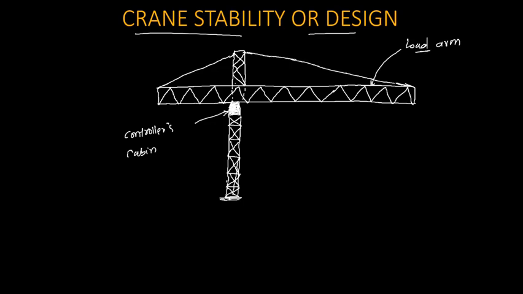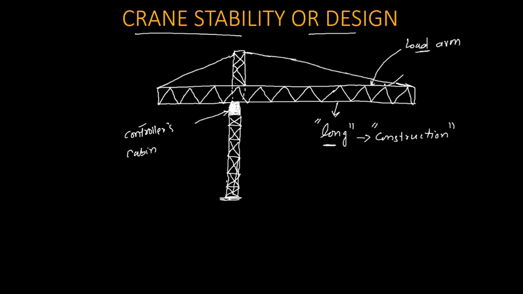Now let's discuss crane stability, or the design of a crane, how cranes are designed to operate safely. This is the diagrammatic view of a crane. This is the load arm of a crane, this is the controller's cabin, and this is the whole body of the crane. Now the load arm is made long. Why is this made long? This is made long because we want the crane to reach every part of the construction site, so that it can move the bodies or other blocks backwards and forwards, and we want the crane also to lift the loads up to a higher altitude. So the load arm is made long for this purpose.